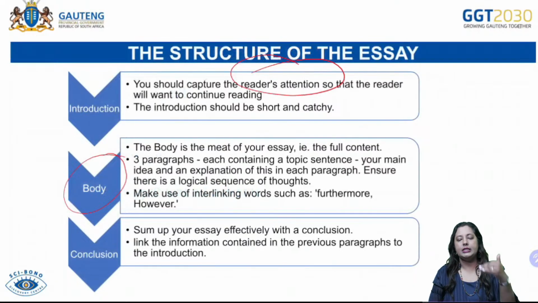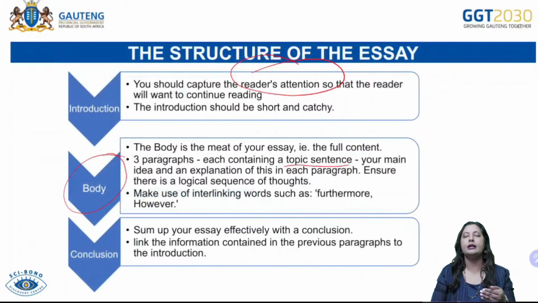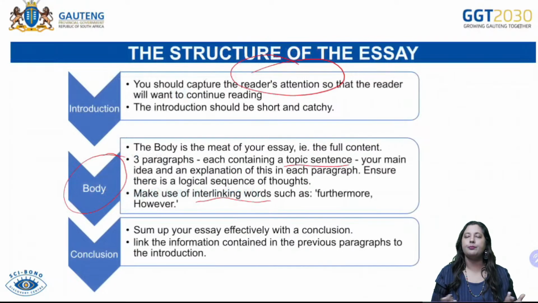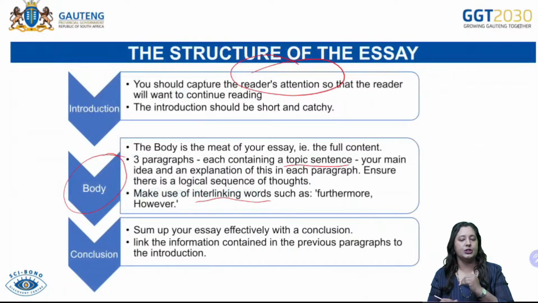So you're looking at each paragraph there having the topic sentence, as I mentioned to you, which is your main idea for each paragraph. And then you're building around that main idea, putting in more information about what that particular idea is all about. So there must be a logical sequence from the one paragraph to the next to the next. Okay. So we use interlinking words such as further or furthermore or however, for example. Again, remember where the punctuation mark comes in terms of the comma after which interlinking word.